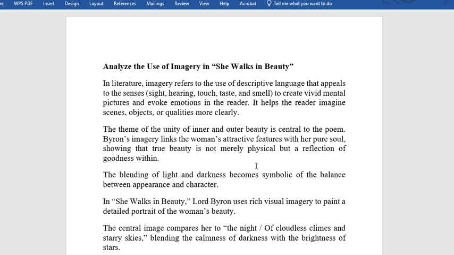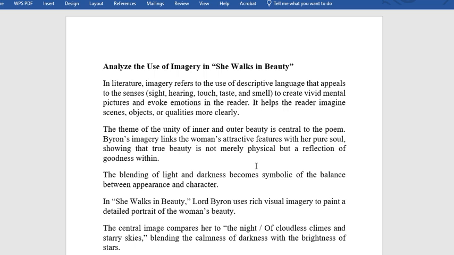The question here says, analyze the use of imagery in She Walks in Beauty. The first thing we have to do is to study the question very well. We need to identify the literary device, if there's any literary device mentioned in this question. So we need to explain the literary device related to a relevant theme and then go ahead and answer the question. So the literary device mentioned here is imagery.